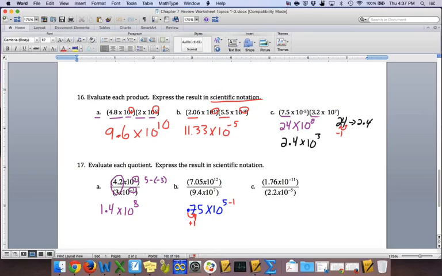Actually, I said that backwards. Sorry, we're going to be adding 1 to the exponent. So after we add 1 to the exponent, instead of subtract, we're going to get 7.5 times 10 to the 6th power.